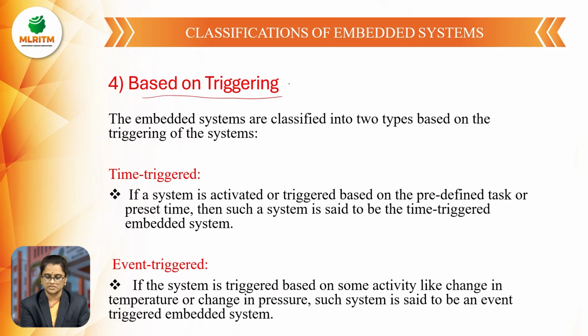And fourth one is based on triggering. Again, classified into two types: time trigger and event trigger. So in time trigger, the system is activated or triggered based on a predefined task, so before, we can fix the time, and based on that we can trigger the device. But coming to the event trigger, if the system is triggered based on some activity like changes in temperature or change in pressure, so depending on climate or weather, temperature, pressure, like that, the system will be triggered. That is event trigger.